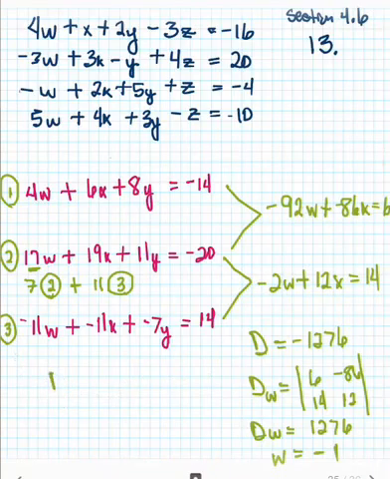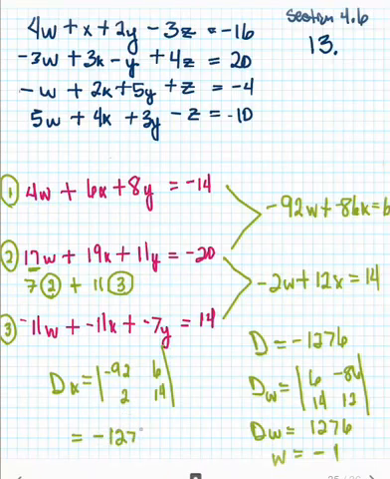Now let's find dx, okay? dx is going to be, let's see, we'll put 6 and 14 in for the coefficients of x. So we get negative 92 and 2, and then we're going to put 6 and 14 in right here. And I've already done this. Oh yeah, I got the same thing actually as the denominator. I got negative 1,276. Negative 92 times 14 minus 2 times 6 is going to be negative 1,276.